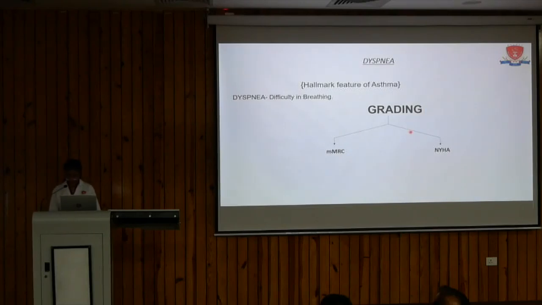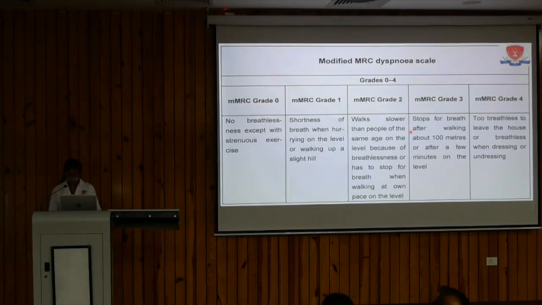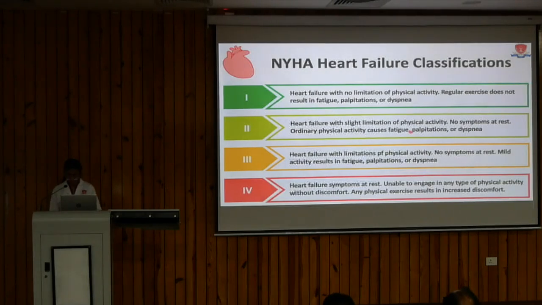Dyspnea is one of the hallmark features of asthma. It is graded using different scales such as modified MRC and NYHA grading systems to assess severity. Modified MRC dyspnea scale is a 5-point scale that measures the severity of breathlessness in daily activities. It is commonly used in chronic obstructive pulmonary disease but can also help assess asthma-related dyspnea. NYHA classification is a 4-class system used to assess the impact of breathlessness on physical activity, mainly for heart failure, but sometimes applied to severe asthma.